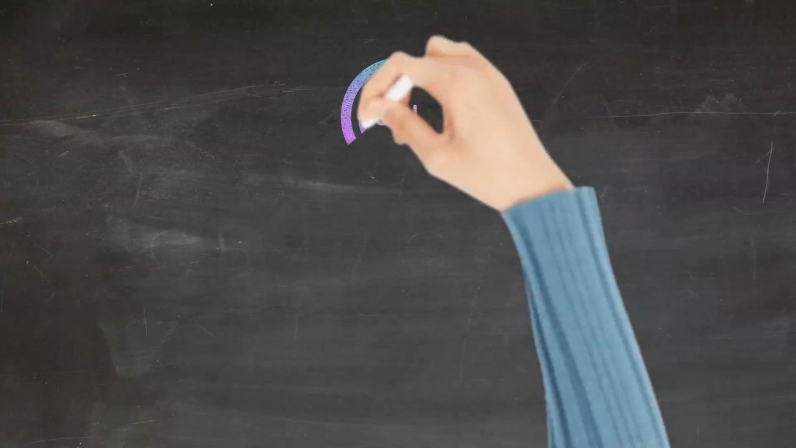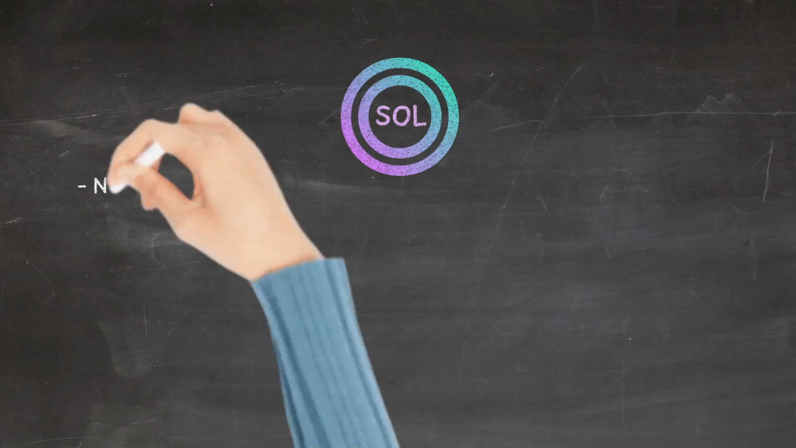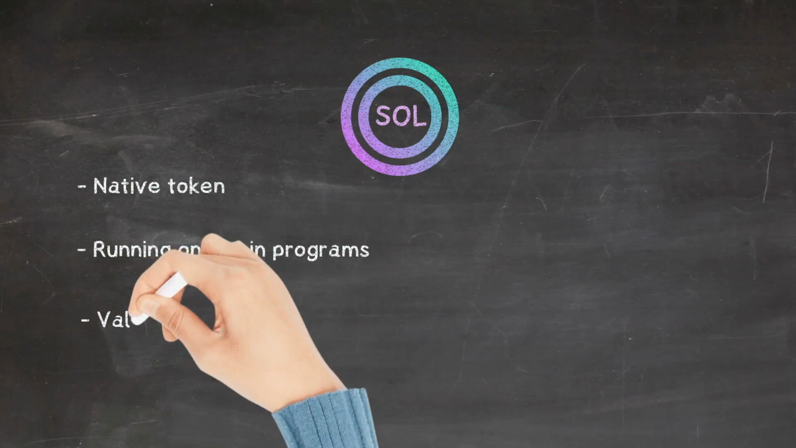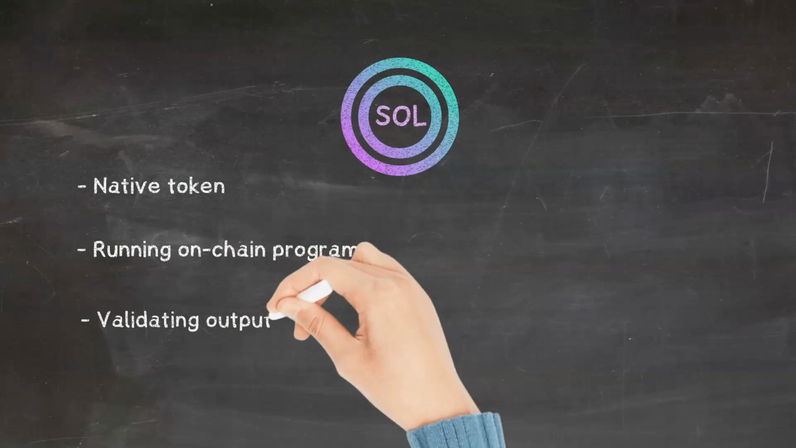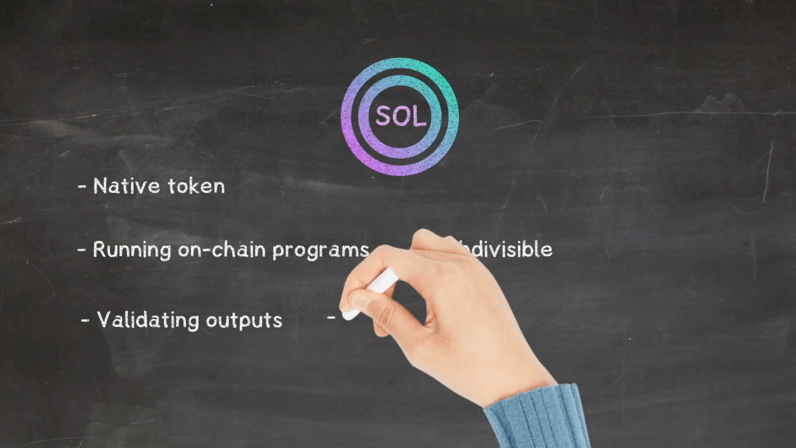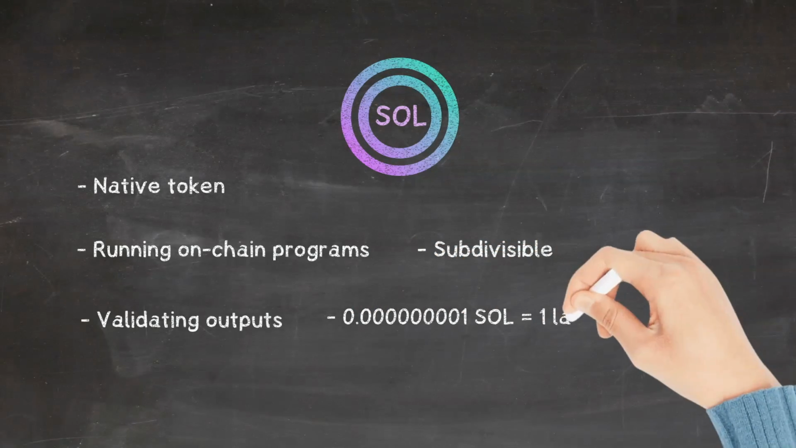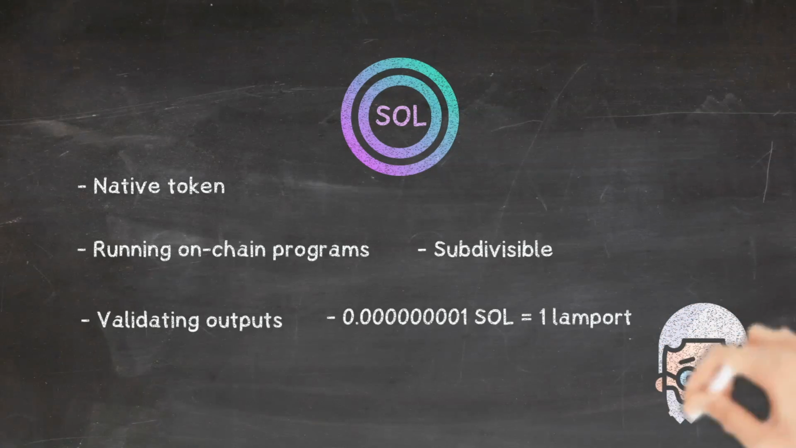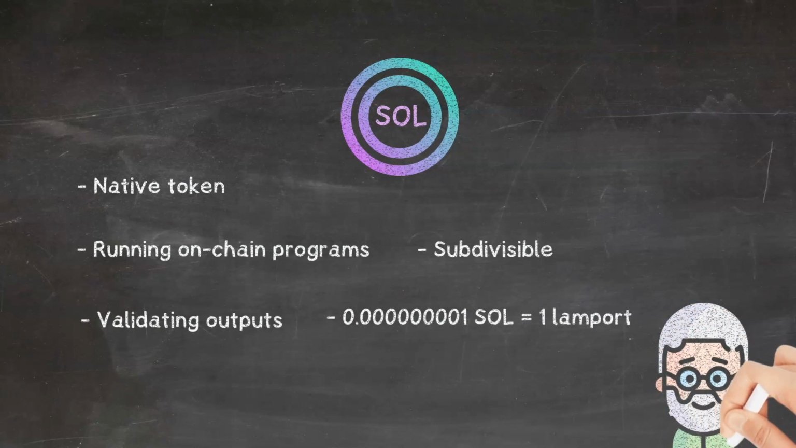Sol is the name of Solana's native token, which can be passed down to nodes in exchange for running on-chain programs or validating their outputs. A Sol is subdivisible by up to 1 billion times, and a billionth of a Sol is called a Lamport, named after the Turing Award-winning computer scientist Leslie Lamport, Solana's biggest technical influence.